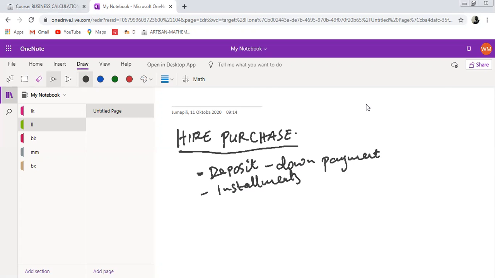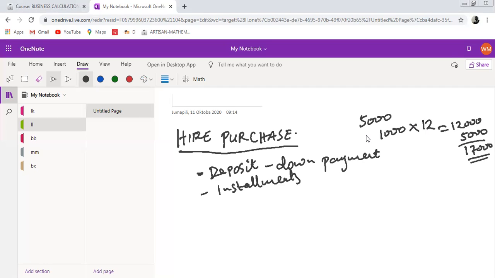Think, for example, you have bought a TV under hire purchase and you have paid maybe 5,000 as the deposit, and then you are told to pay a monthly installment of 1,000 per month for 1 year. So you are going to pay this for 1 year. 1 year has got 12 months, so you will pay installments worth 12,000 plus the 5,000. So you will pay a total of 17,000 to acquire that particular TV.